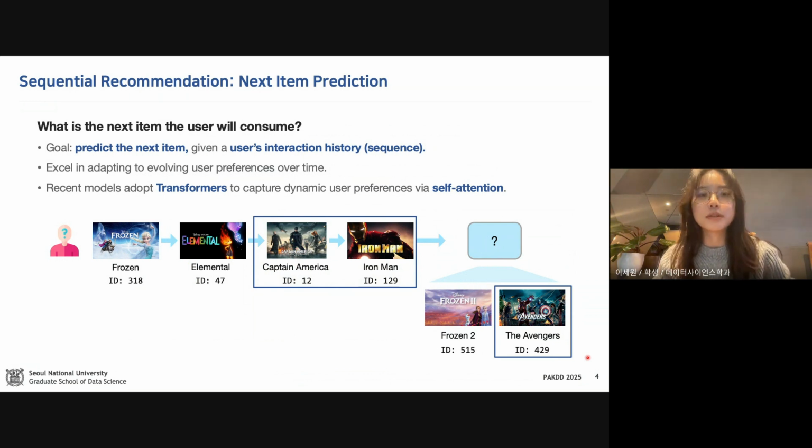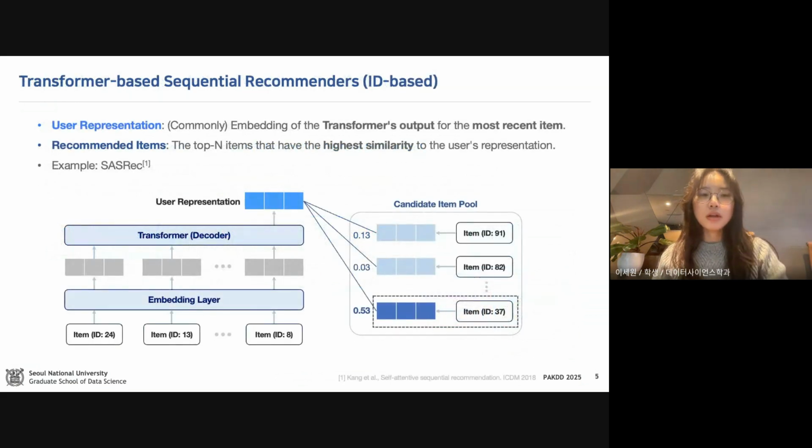And recently, the transformer-based models using self-attention have shown strong performance by effectively capturing the relationships between sequence items. And in transformer-based recommenders, we first obtain a sequence of item embeddings, which is then passed through the transformer layer. The output of the last item is commonly used as the final user sequence representation. And then the model recommends the top n items whose embeddings are most similar to this user embedding.